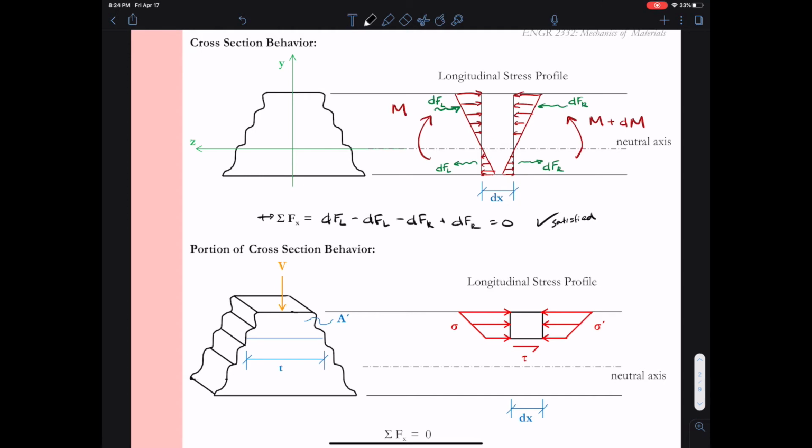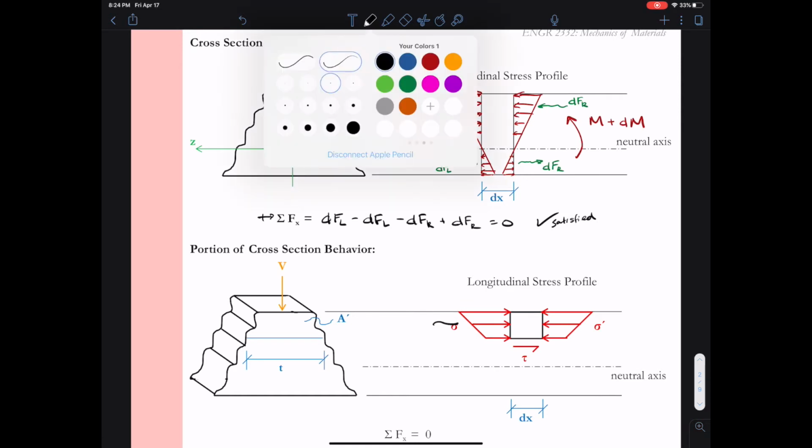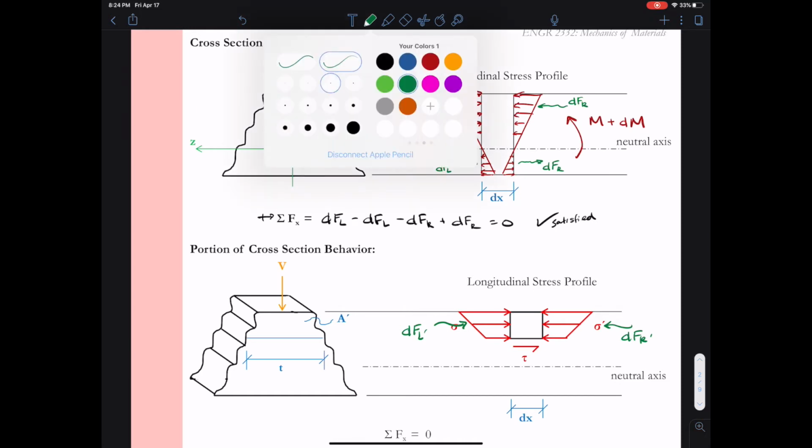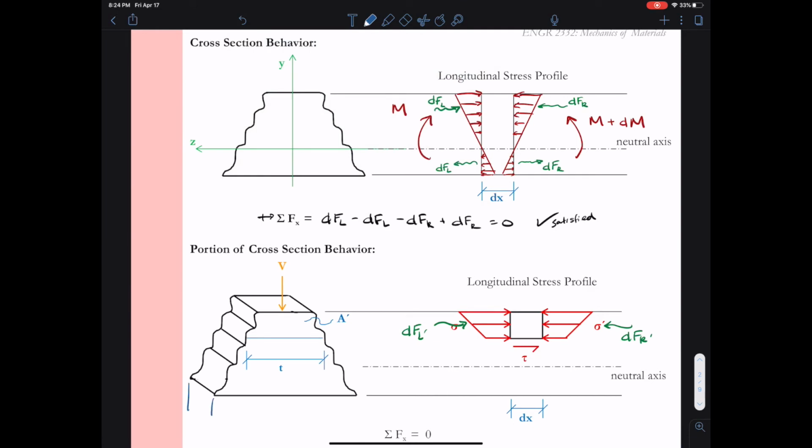Now we're going to look at just a portion. What if I use the same stress profile above, but look at only a portion of the element? I'm going to cut at that plane that I've drawn with a thickness of t, and I'm going to draw the plane here in a second. When I do that and consider just the very top layer of this, I see I have dFL prime and dFR prime. These are the resultant forces. The resultant force is in green.